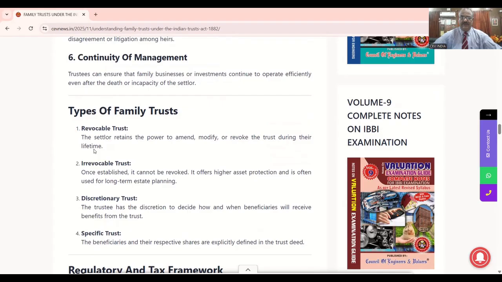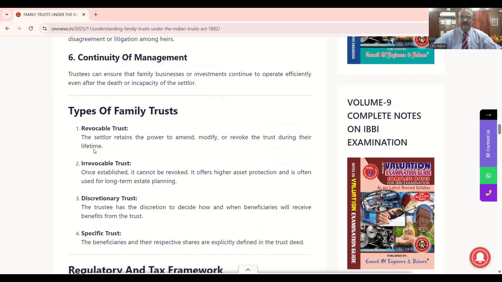डिस्क्रिशनरी ट्रस्ट. The trustees have the discretion to decide how and when beneficiaries will receive benefits from the trust. Discretionary trust में जो सेटलर होता है और ट्रस्ट या ट्रस्टी होते हैं, ट्रस्टीज हैज द डिस्क्रिशन टू डिसाइड हाउ एंड व्हेन बेनिफिशियरी विल रिसीव बेनिफिट्स फ्रॉम द ट्रस्ट. कब और कैसे, किस तरीके से जो ट्रस्ट के बेनिफिशियरीज हैं उनको कैसे बेनिफिट्स मिलेंगे, इसके राइट्स जो होते हैं डिसीजन के, वो उसका डिस्क्रिशन ट्रस्टीज के पास होता है.